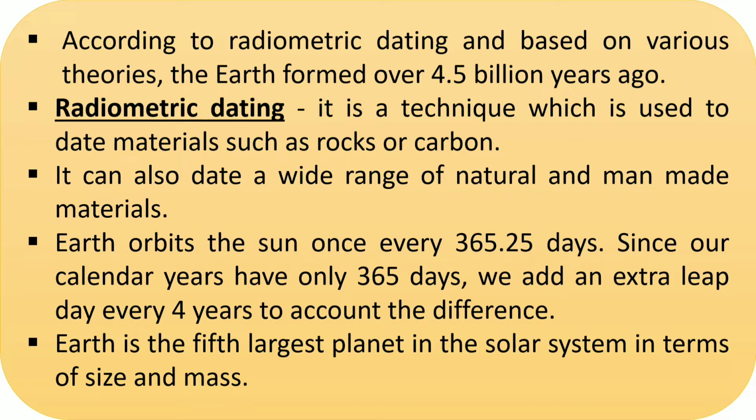Earth orbits the Sun once every 365.25 days. Since a calendar year has only 365 days, we add an extra leap day every 4 years to account for the difference. Earth is the fifth largest planet in the solar system in terms of size and mass.